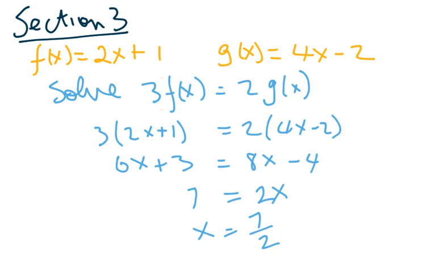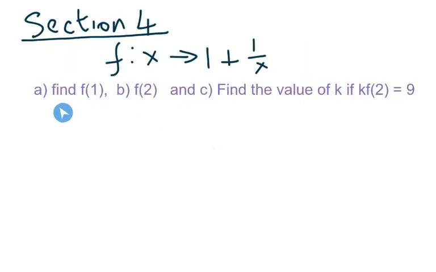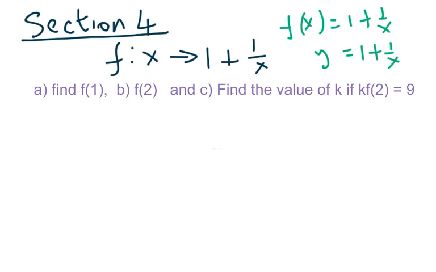And next question now. Okay, so here's another function. The function f is such that x is mapped onto 1 plus 1 over x. That's the very same as saying f of x is equal to 1 plus 1 over x. It's also the same as y is equal to 1 plus 1 over x. Just different ways of saying it, okay?